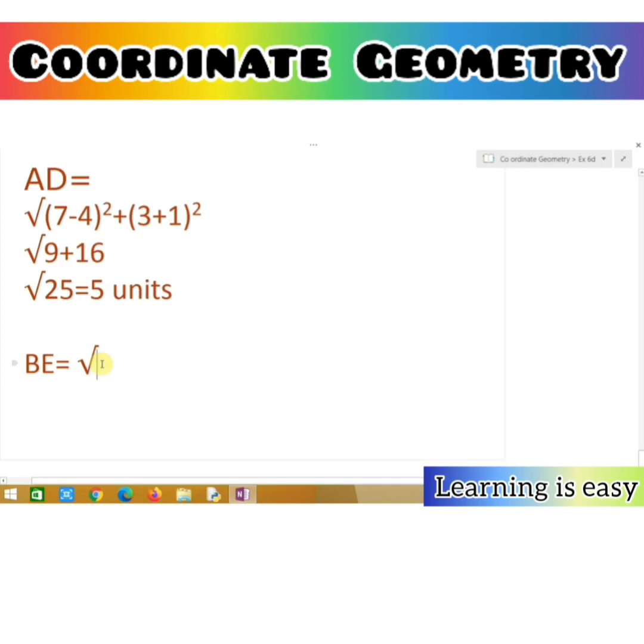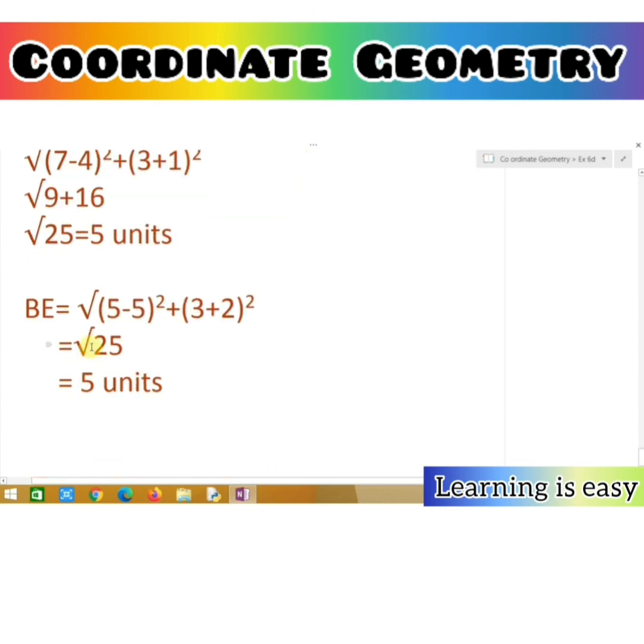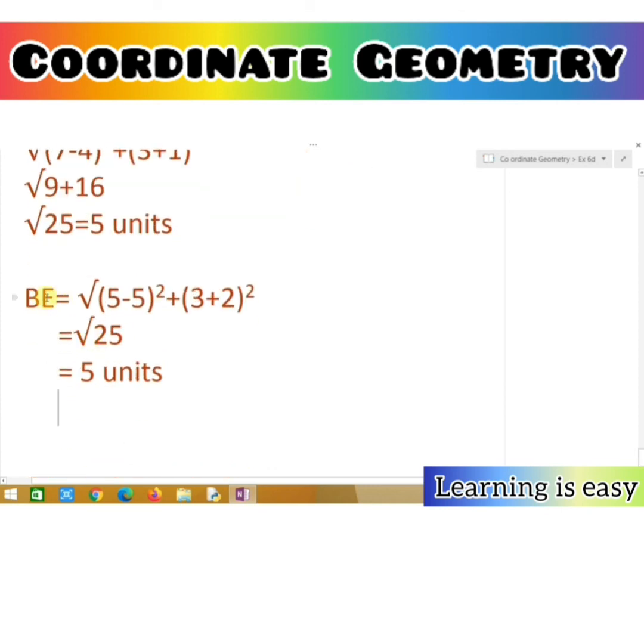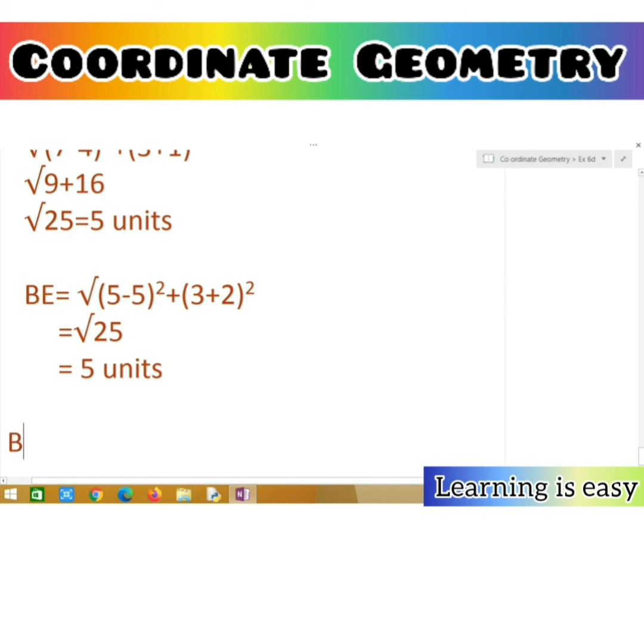Similar way, length of BE equal to square root of 5 minus 5 whole square plus 3 plus 2 whole square. That's going to be 0 because 5 minus 5 is 0. Second part is 3 plus 2, 5 square is 25. So square root of 25 is again 5 units. So AD and BE lengths are the same, 5 units. So both are equal, as AD equal to BE.